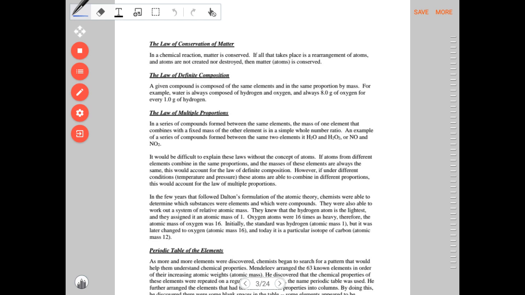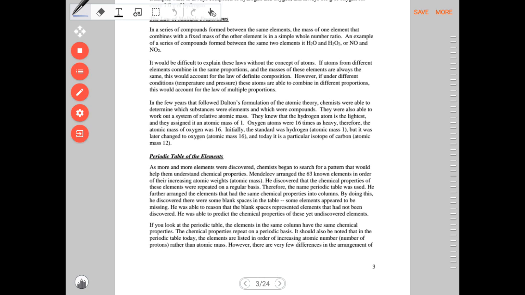However, if under different conditions, temperature and pressure, these atoms are able to combine in different proportions, it would account for the law of multiple proportions. All right. In the few years that followed Dalton's formulation of atomic theory, chemists were able to determine which substances were elements and which were compounds.